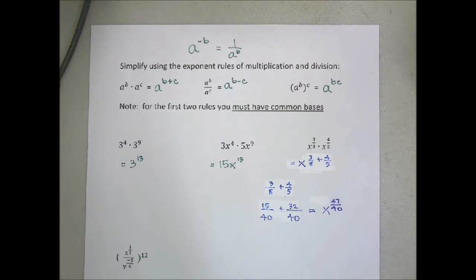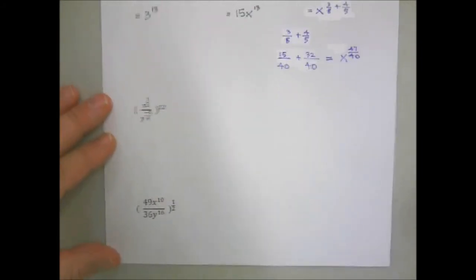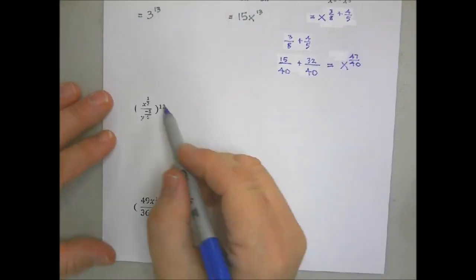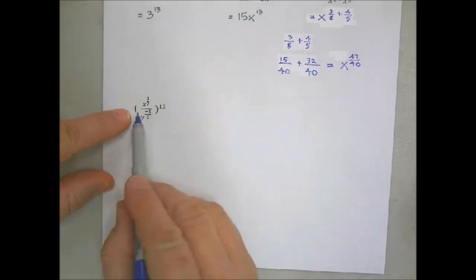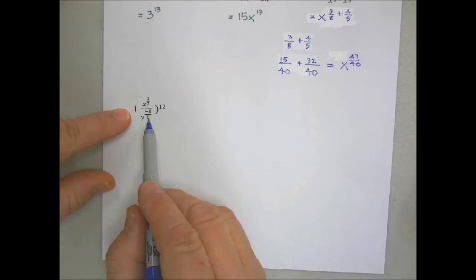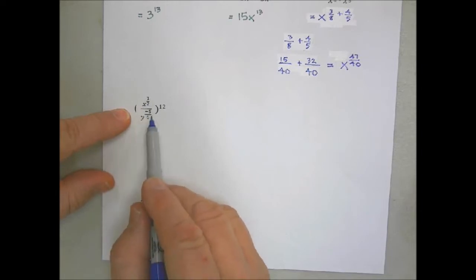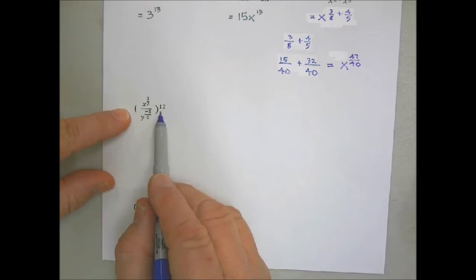So there's the answer to that one. Now, moving on to the next one. We're going to use the rules of raising a power to a power, because when you look at this, forget about how ugly this looks right now. Just think of it as this ugly fraction is being raised to the 12th power.